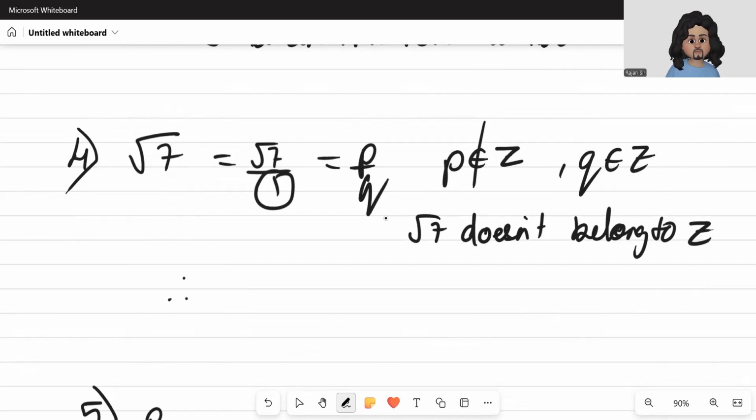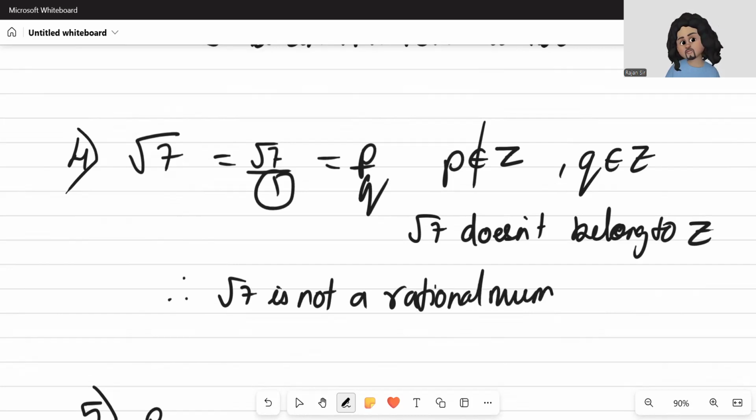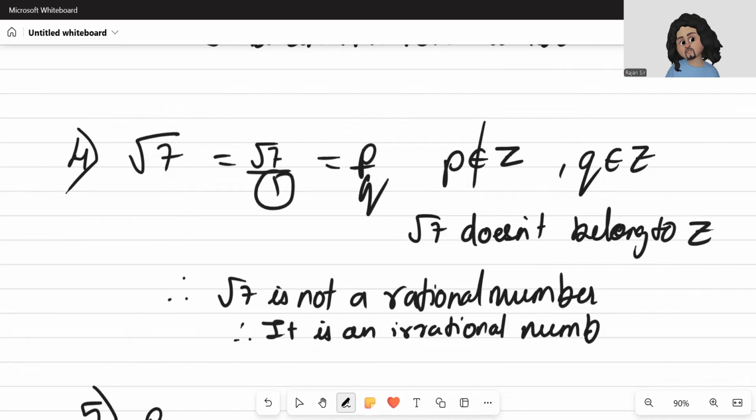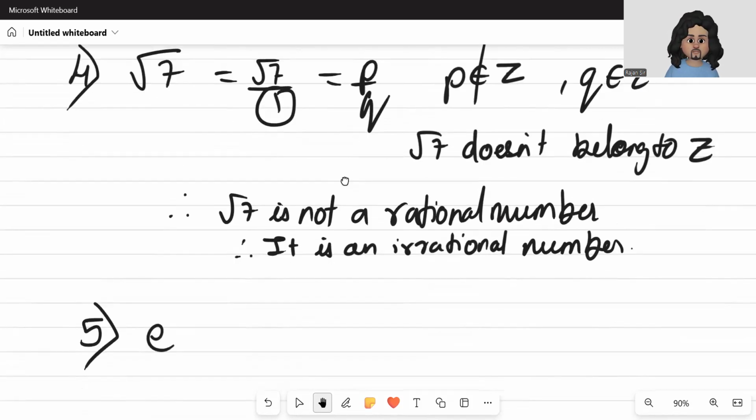Therefore, root 7 is not a rational number. Sorry, I wrote extra. Therefore, it is an irrational number. Okay. So any root which does not have a perfect square, you can write in this particular fashion and you will get full marks.